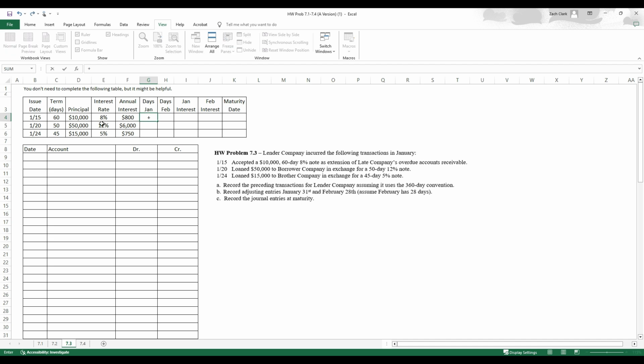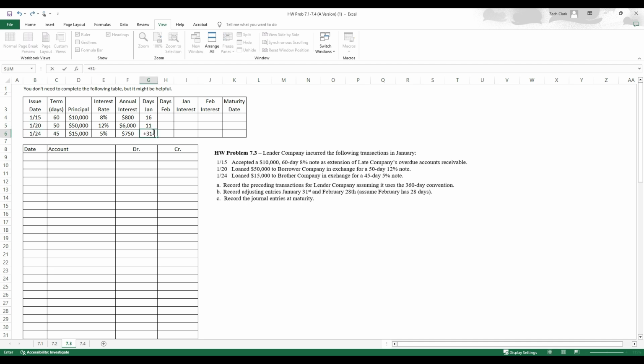Let's just figure this out. There might be some ways to do an Excel formula, but I guess we can do it this way. We know there's 31 days in January. We assume we entered into this contract on the 15th. So we can take the end of the month, January 31st, minus 15 days that we didn't have this contract in place. So we have 16 days where we're earning interest for this one. This one we can do 31 minus 20, so 11 days this note was earning us interest.